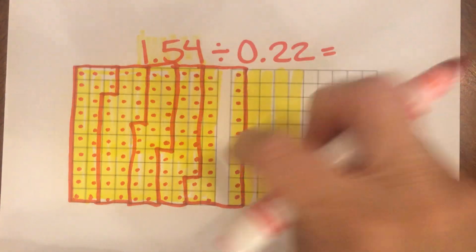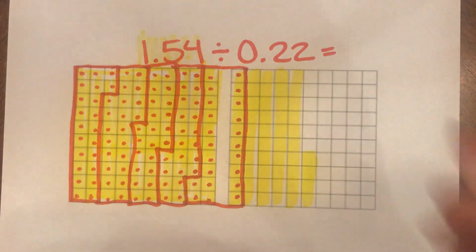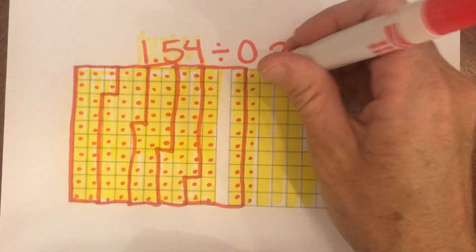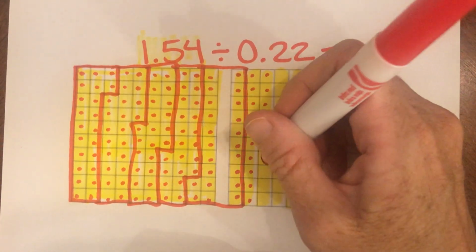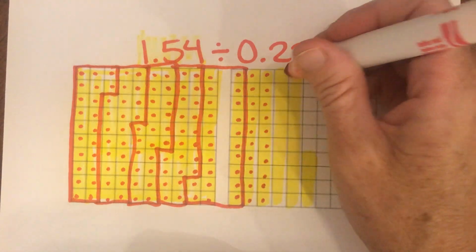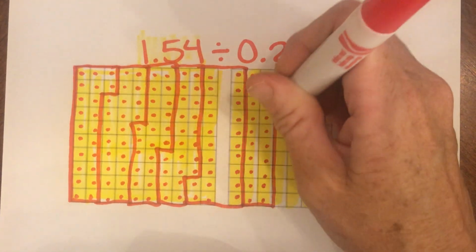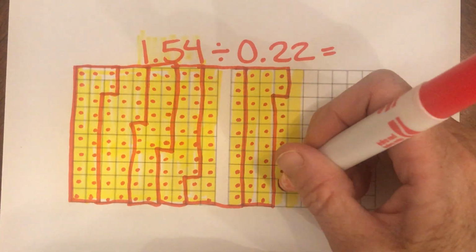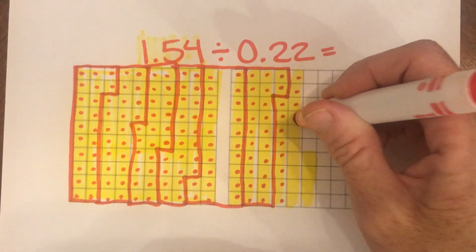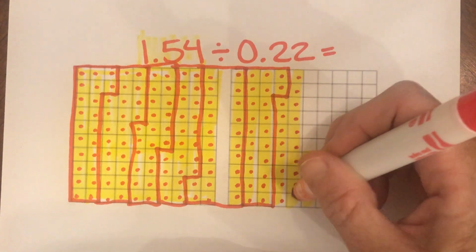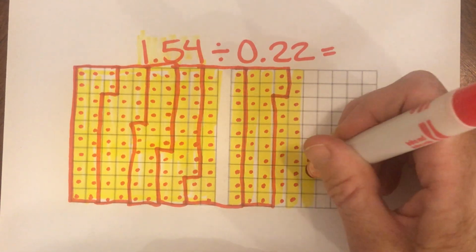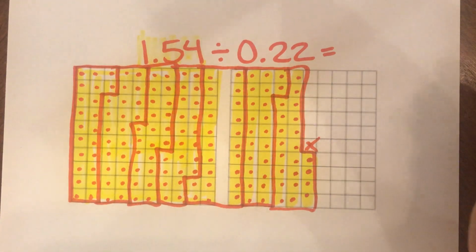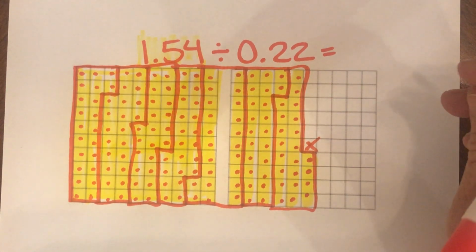Okay, so we can just make it go across. That's okay. 1 through 22. Another group. 1 through 22. Okay, so we've now circled the groups based on our divisor.